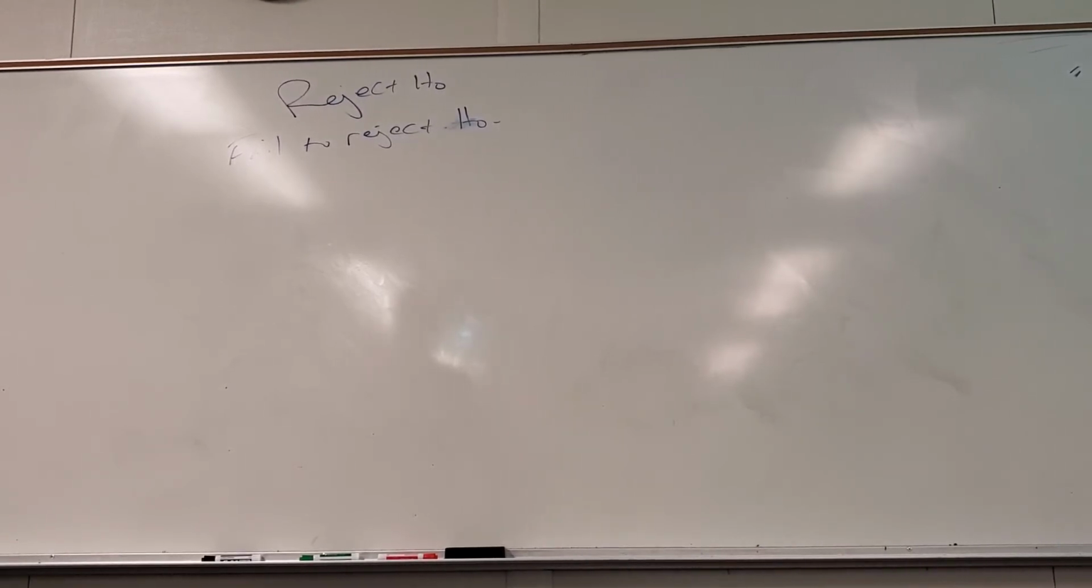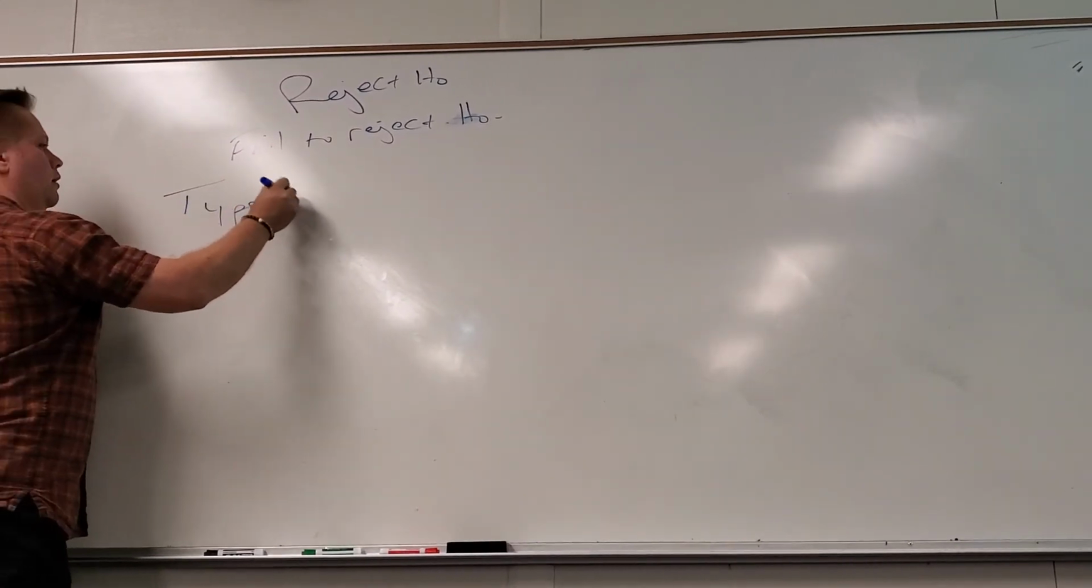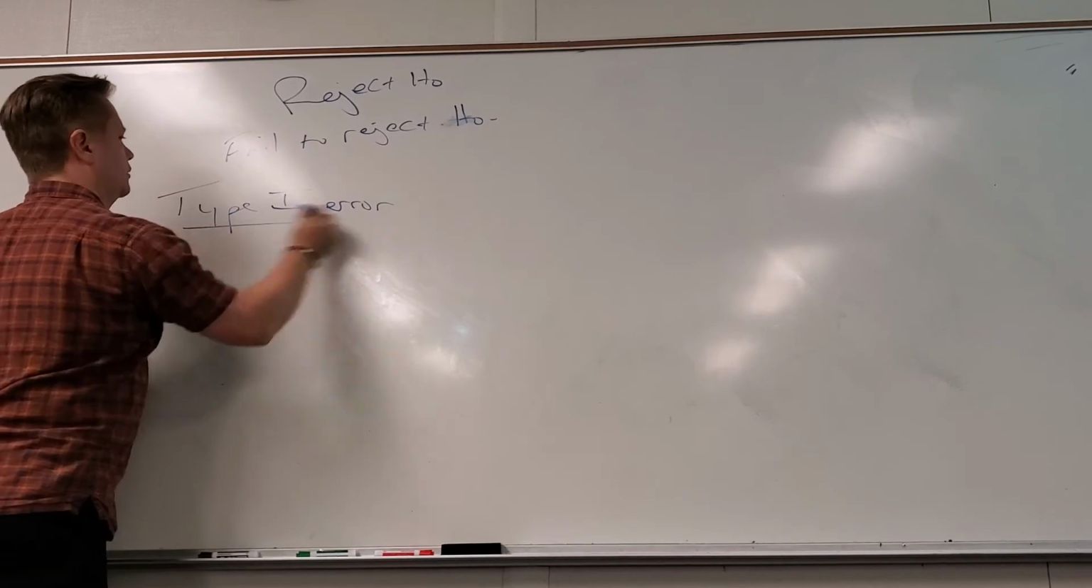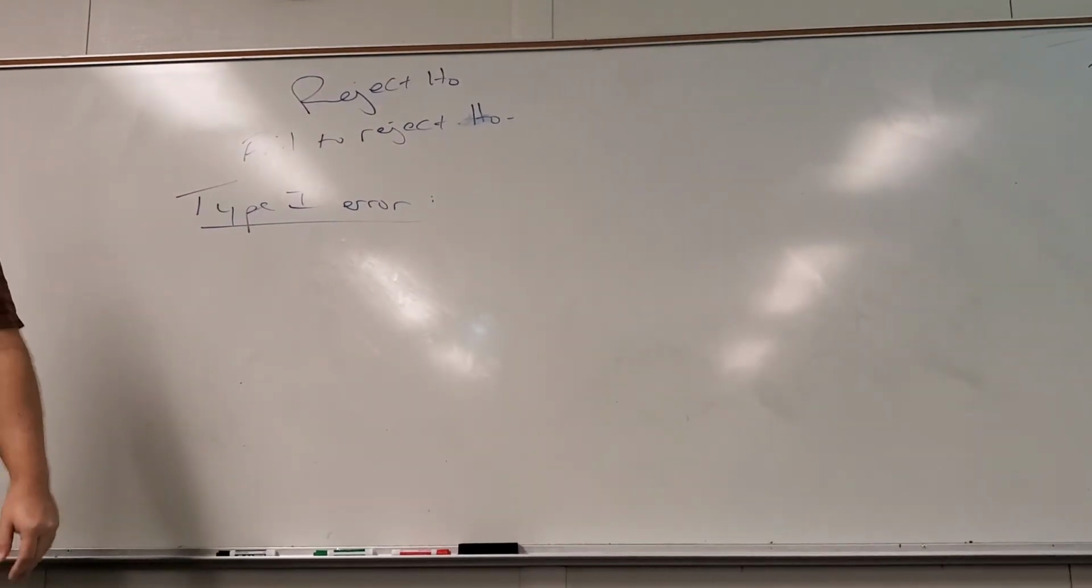If I find evidence that somebody's guilty, so I reject the null that they're innocent, is that always the right thing? No. There are people on death row that shouldn't be, but we won't get into all that. Okay. So type 1 error: the type 1 error is rejecting a true null.